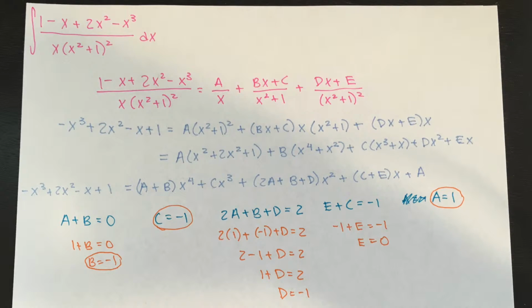So let's look at a much more complicated example. From what we've learned, it's pretty easy to split up this fraction into a over x plus bx plus c over x squared plus 1 plus dx plus e divided by quantity x squared plus 1 squared. After multiplying everything by the common denominator, we can see that we would have trouble using the normal method of just plugging in x values to cancel out certain variables.